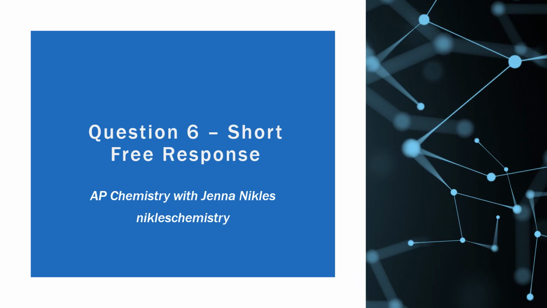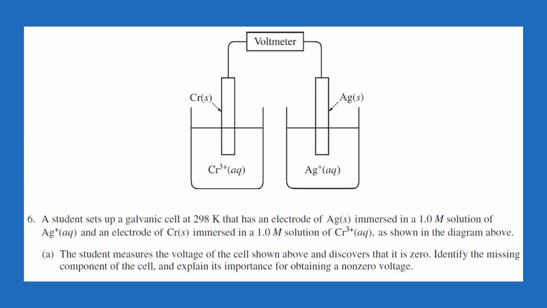So now let's look at question 6, the short free response. Okay, so a student sets up a galvanic cell. Remember, it's the same as a voltaic cell. It has an electrode of silver immersed in 1 molar solution of silver ions and chromium immersed in 1 molar solution of chromium ions. The student measures the voltage and discovers that it's 0. Identify the missing component and explain its importance. The missing component, of course, is the salt bridge.